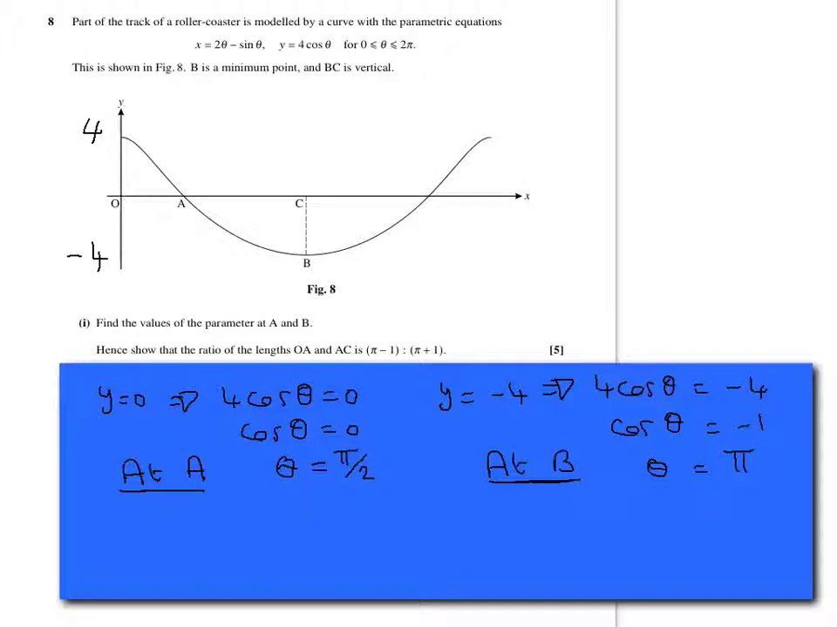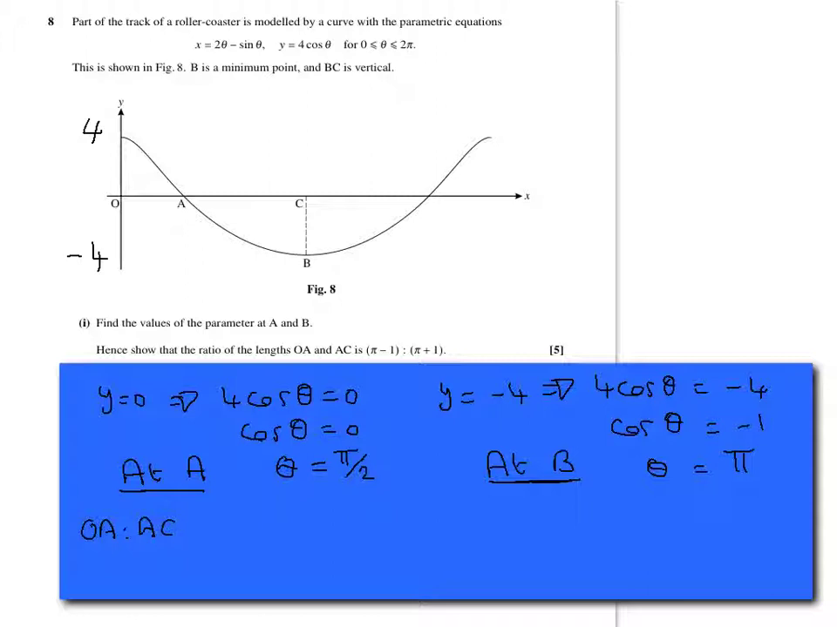Now we need to find the ratio of OA to AC. To do this, we need to find the x value at A, as this gives us the distance OA. We need to find the x value at C, which is the same as the x value of B. This then allows us to find OA, and to find AC, well, that's equal to OC minus OA.